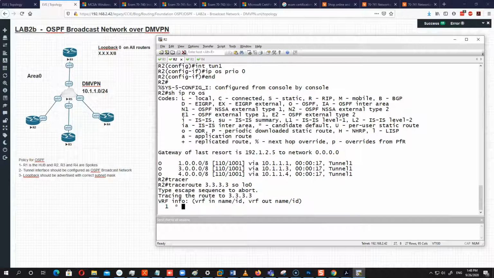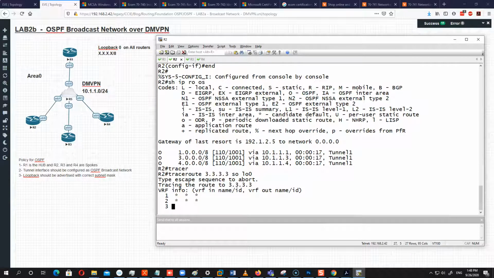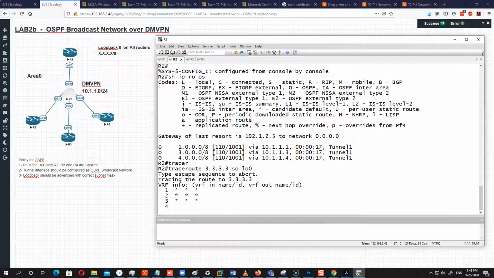Let's see where it's going. Traceroute 3.3.3.3 is not going anywhere, right? Even though we have it in the routing table, it's not going anywhere because it's not a dynamic process. It's a static mapping we have, right? So it's not going to work. And why is that? Let's see.